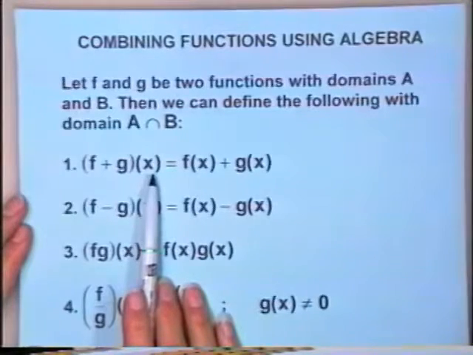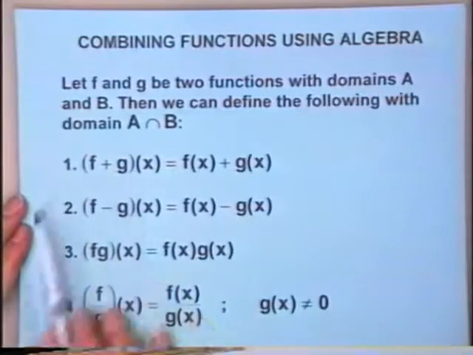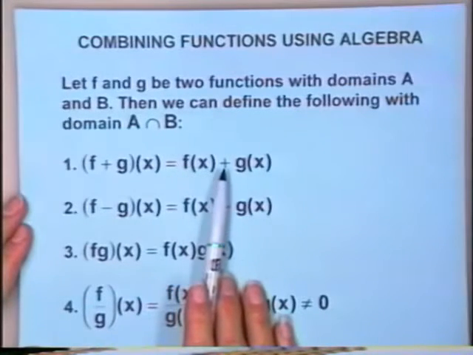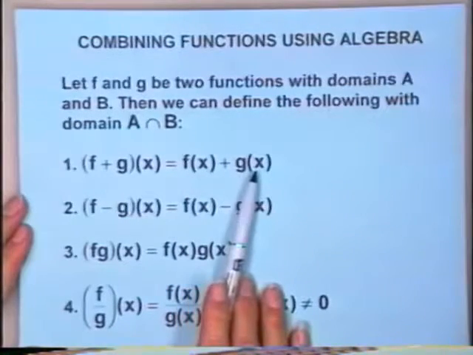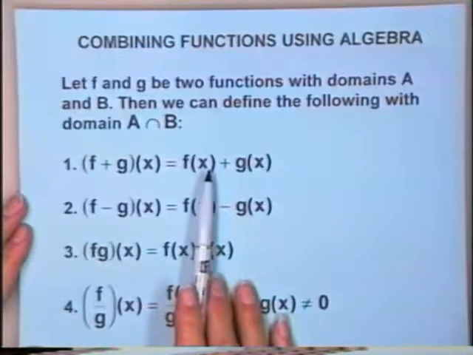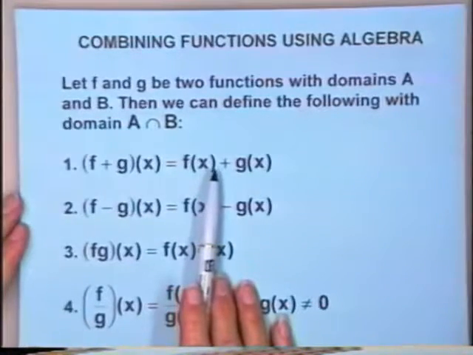Now, in order to get this function that we call f plus g, it's simply a matter of taking the function f of x and adding the function g of x. And you will see when we get to the examples, we will add these two functions exactly the way that you would think that you would do that in terms of combining like terms.